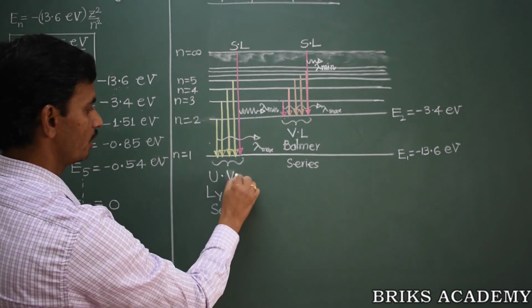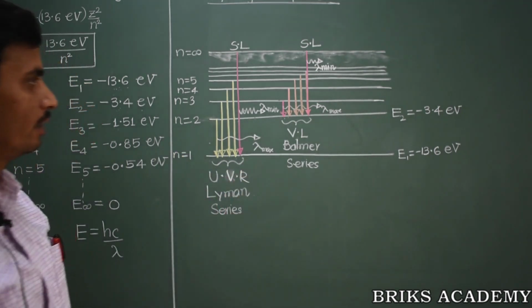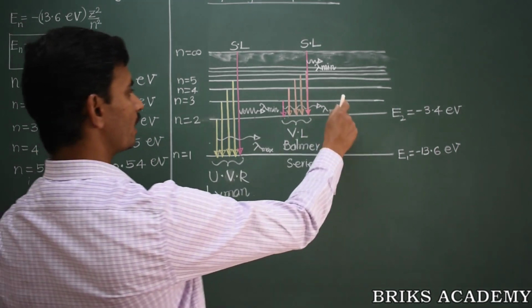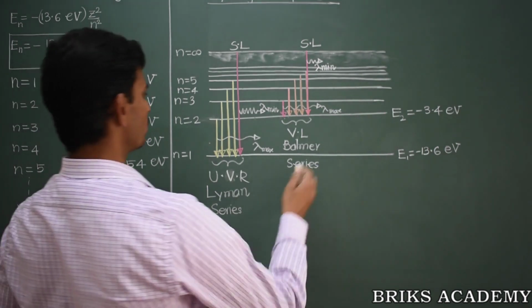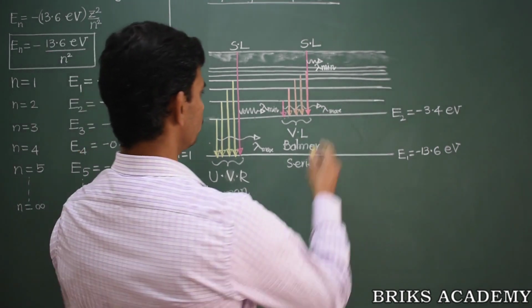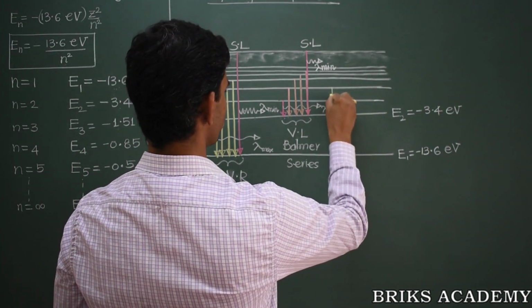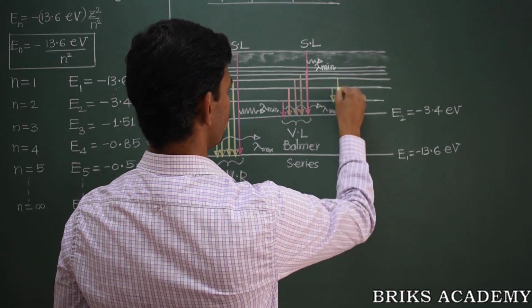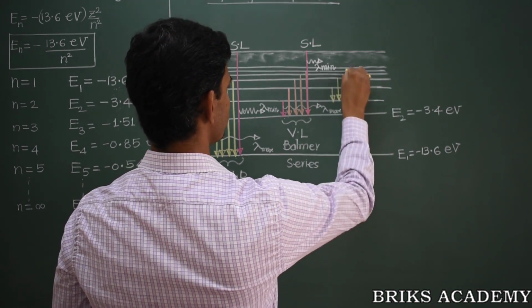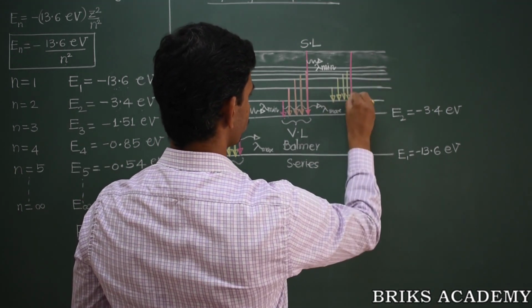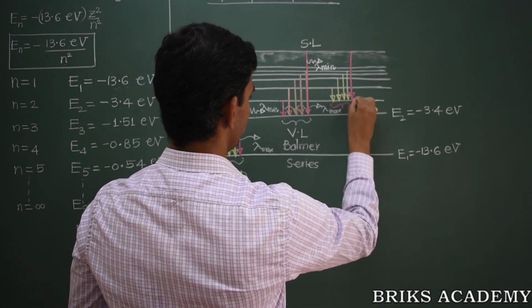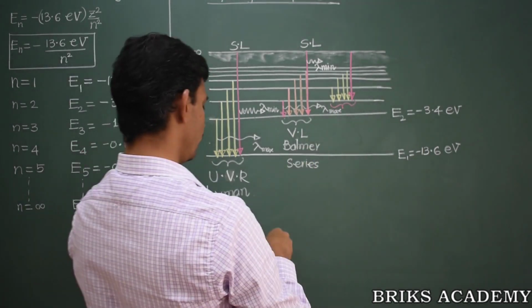Similarly, if the transitions terminate at n equals 3, we have a different series. We call it the Paschen series. The transitions complete on n equals 3: 4 to 3, 5 to 3, 6 to 3, 7 to 3 and so on, even from infinity to 3. So this series of spectral lines is called the Paschen series of spectral lines.